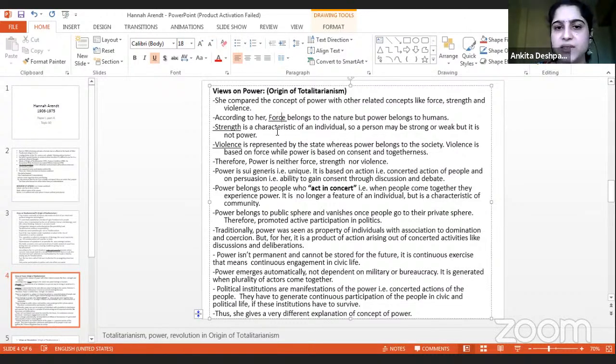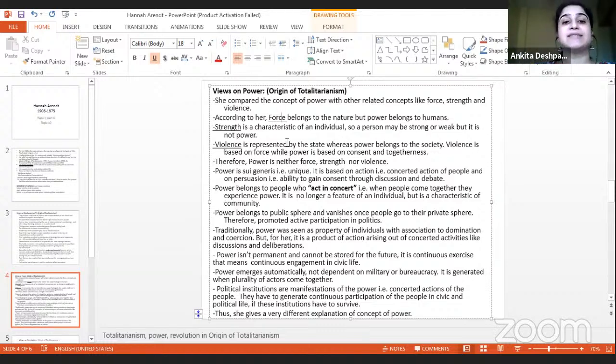So, strength is generally associated with an individual. We consider it to be a characteristic of an individual. But he can be strong or weak, but that is not power. Strength is a characteristic of an individual that tells you whether he is strong, weak, etc. So, physical attributes of a person, but that is not power. Force belongs to nature, strength is a characteristic of an individual. Both of them, force and strength, differ from power.